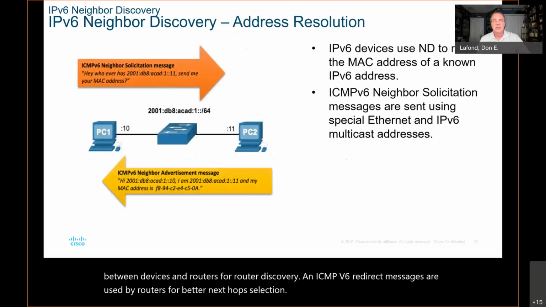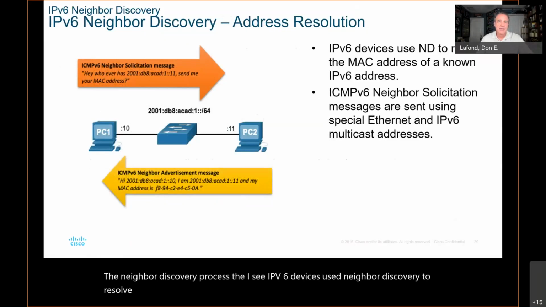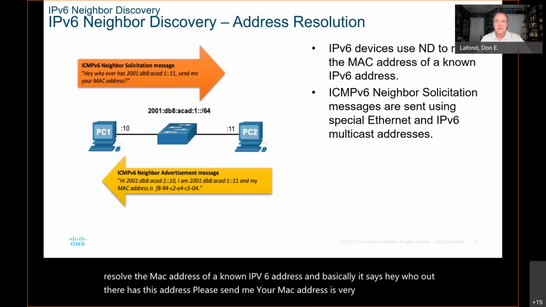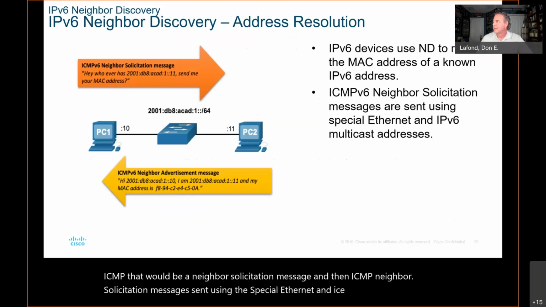The neighbor discovery process: IPv6 devices use neighbor discovery to resolve the MAC address of a known IPv6 address. And basically it says, hey, who out there has this address? Please send me your MAC address. It's very simplified. And then that would be an ICMPv6 neighbor solicitation message, which is sent using the special Ethernet and IPv6 multicast addresses.